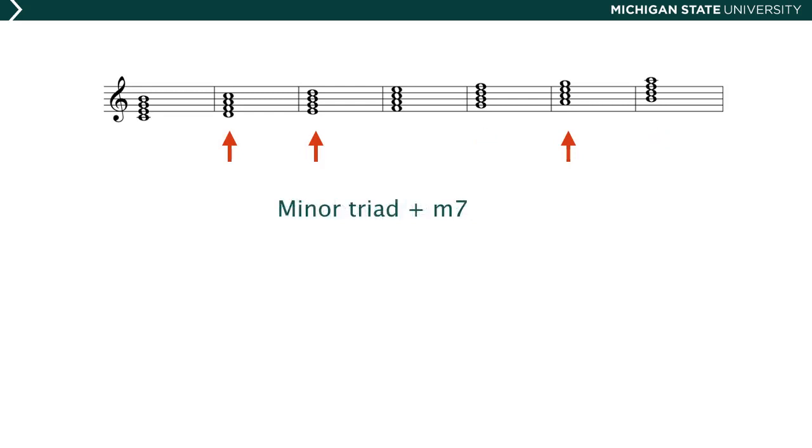Of those, 3 of them are minor 7ths added to minor triads. 1 of them is a major triad with a minor 7th, and 1 of them is a diminished triad with a minor 7th above the root. The other 2 7th chords are major triads plus major 7ths above the root, and that's it. No diminished triads plus major 7ths, no minor triads plus major 7ths.